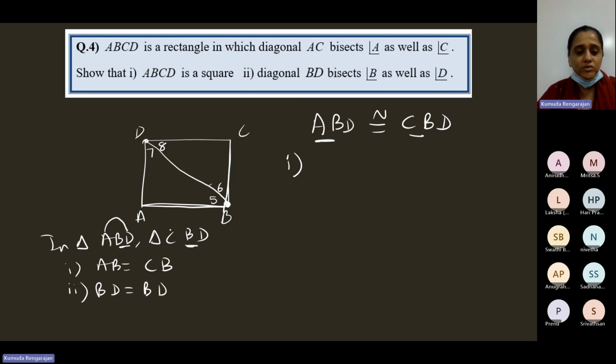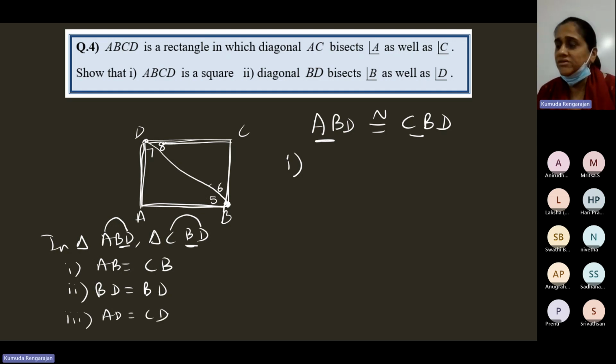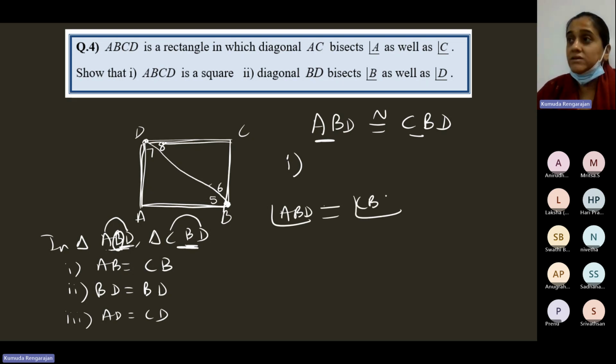Then AD is equal to CD. AD is of one triangle, CD is of the other triangle. Because it's a square, all sides are equal. Then you will get these, meaning in this order. Therefore, triangle ABD is congruent to triangle CBD, by SSS, and by CPCT, angle B, that is angle ABD, is equal to angle CBD. And then angle ADB is equal to angle CDB.